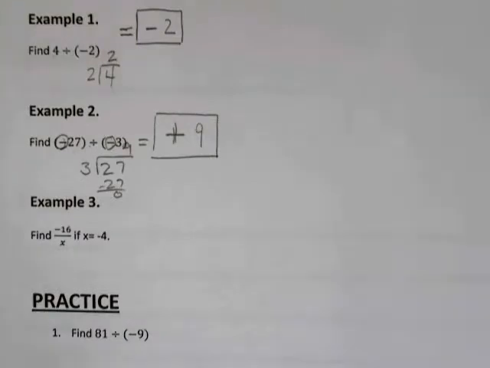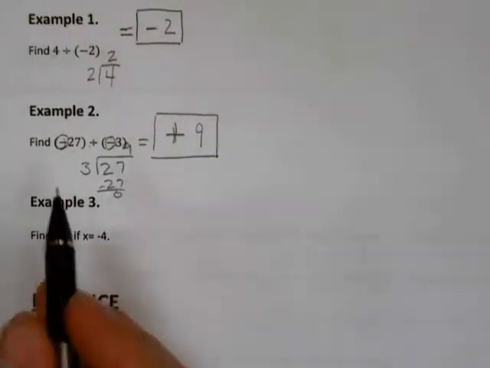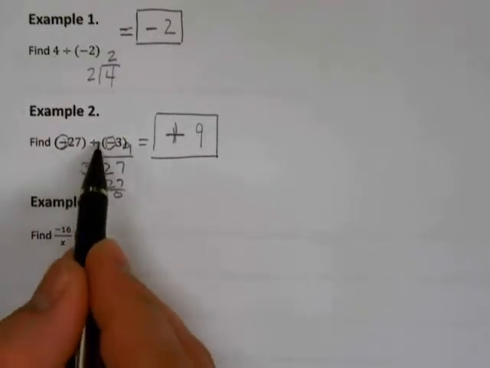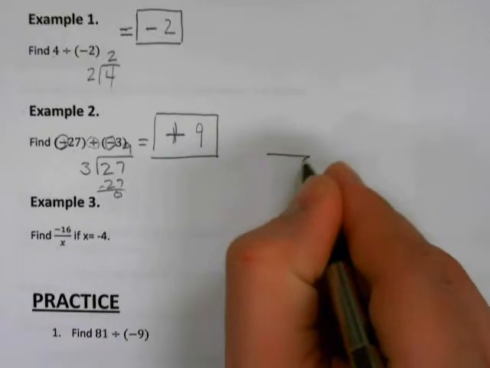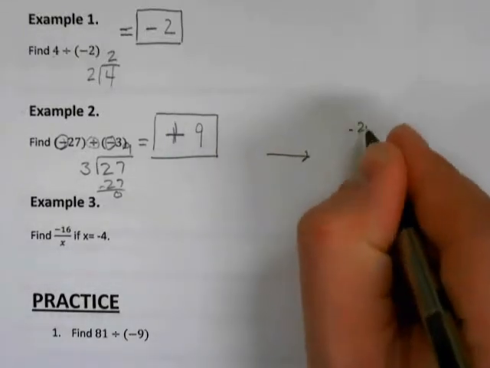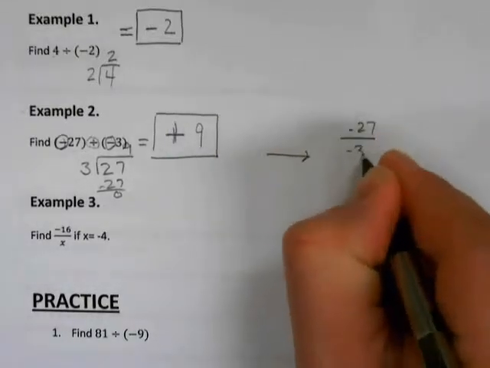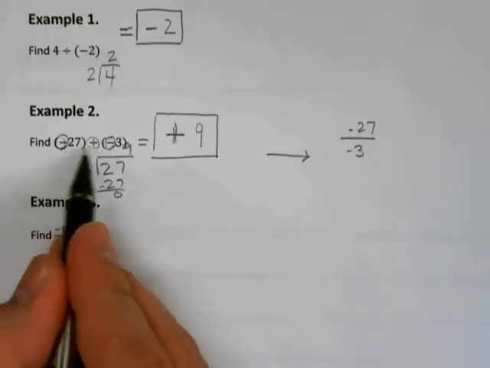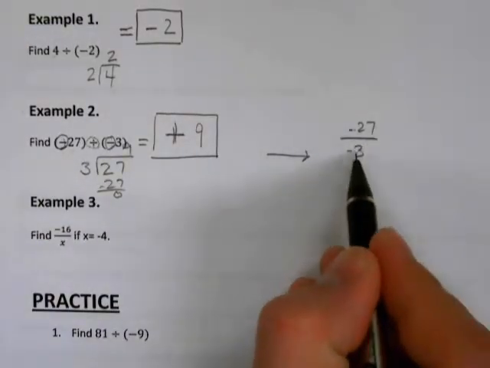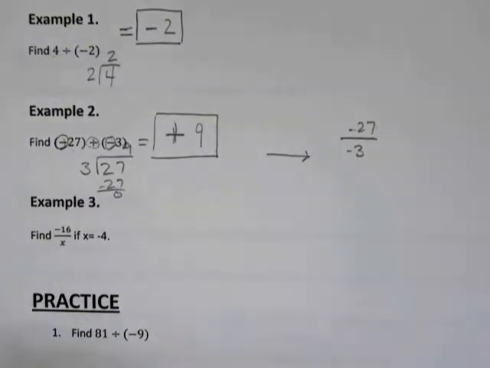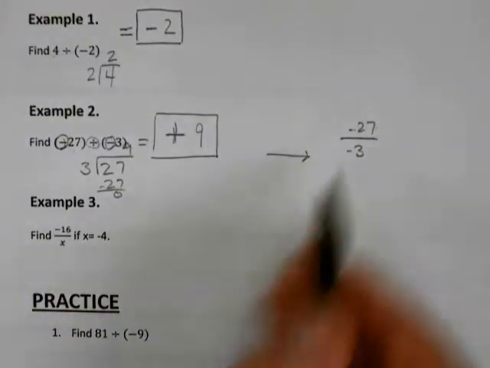Okay. So this last example, I want to make sure that you guys understand this. When we have 27 and then this divided by sign, it's the same. Like I could rewrite this over here as a negative 27 over a negative 3. Negative 27 divided by negative 3 is the same as saying negative 27 over negative 3. Okay, it's the same exact thing. So it doesn't matter which way it looks.